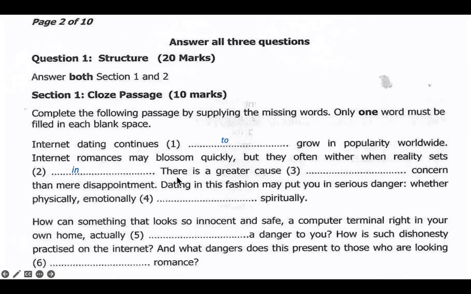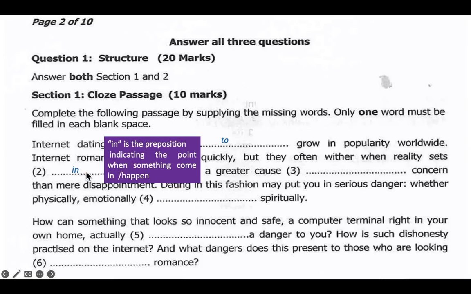Okay, so they are easy. So I'll even explain the word "in." So in there, what it can mean, "in" is the preposition indicating the point when something comes in or happens. So when something comes in, like for example here, when reality sets in. To set in basically is to come in. So when there is something that has come in or maybe has happened, we can say "in."